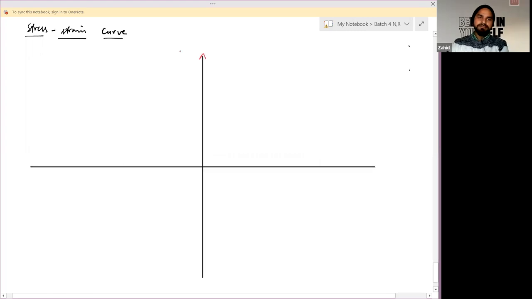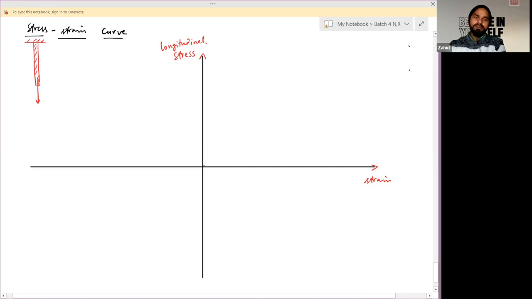In vertical direction, a stress or longitudinal stress, and correspondingly the amount of strain developed or produced in the body. Suppose a rod is hanged and load is being applied, which keeps on increasing. And we have to define certain behavior of this particular object related to its expansion.